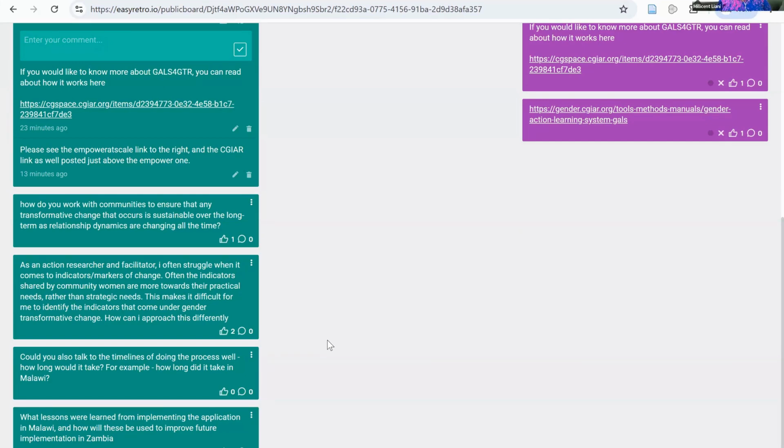Thank you so much, Tina and Ojong. So I will go to the other question. The question is, as an action researcher and facilitator, I often struggle when it comes to indicators or markers of change. Often the indicators shared by the community women are more towards their practical needs rather than their strategic needs. And this makes it really difficult for me to identify the indicators that come under gender transformative change. How can I approach these differently?